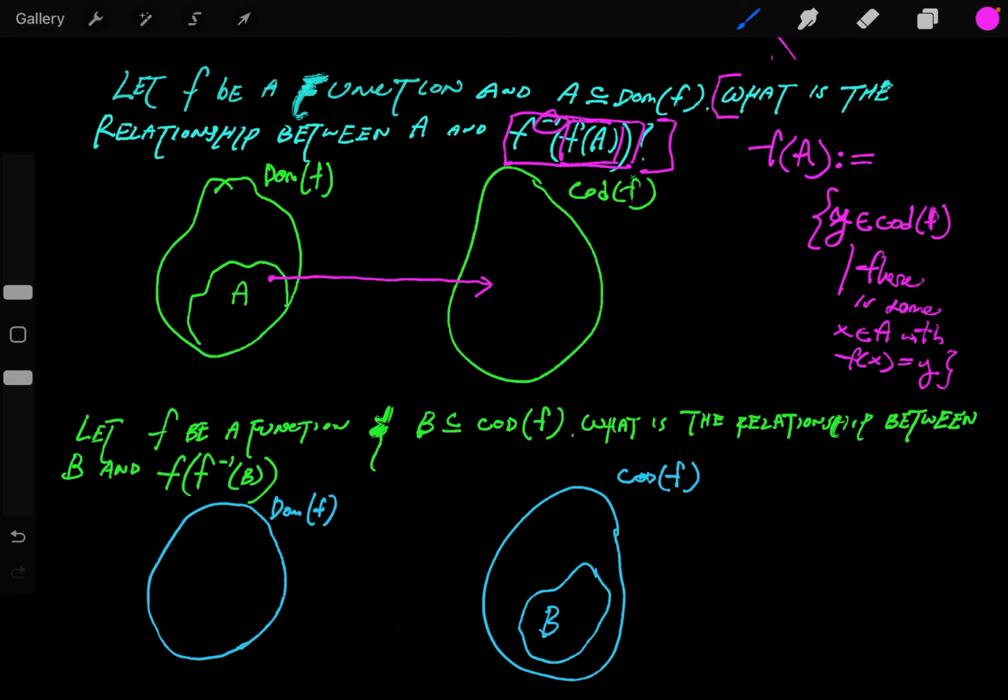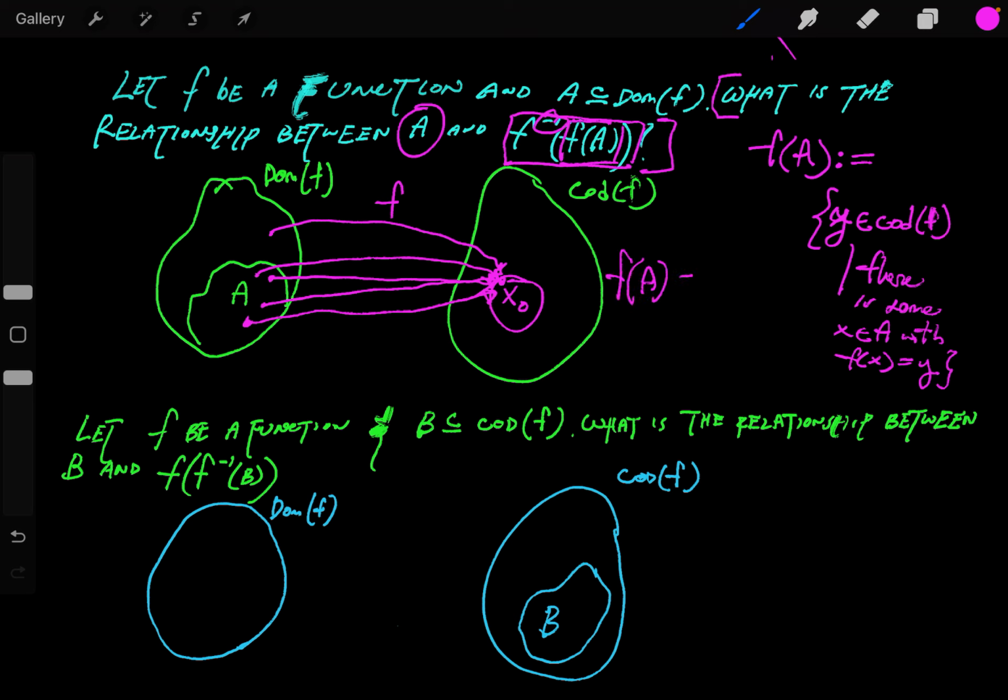So a good example to illustrate the relationship between the original A and this set is to think of a constant function. So everything under F goes to one value, x naught. So that means that everything in A goes to this one value, and everything in the entire function goes to this one value. Even points over here, F is going to send all of those points to this one value, x naught. Now, what's the image? Well, in this particular case, F of A is just the set containing x naught, right?